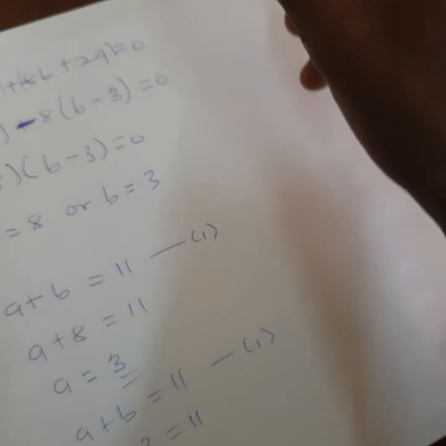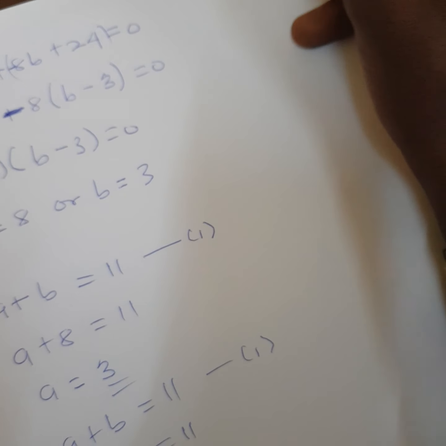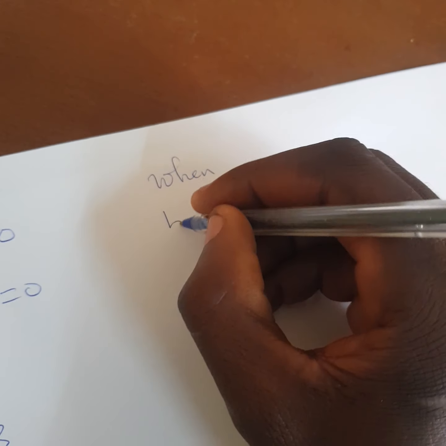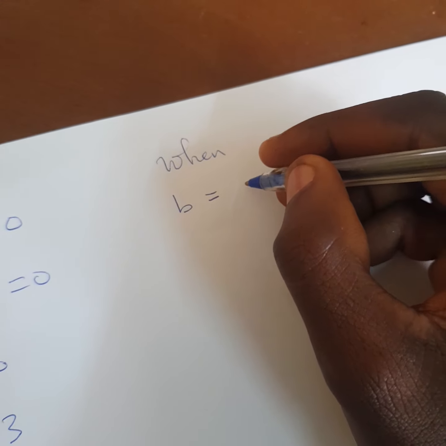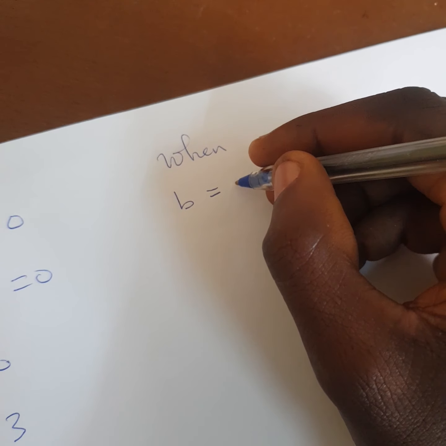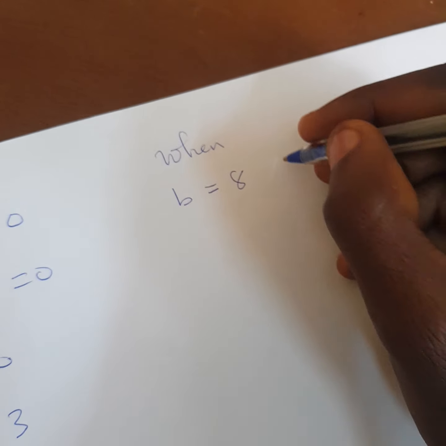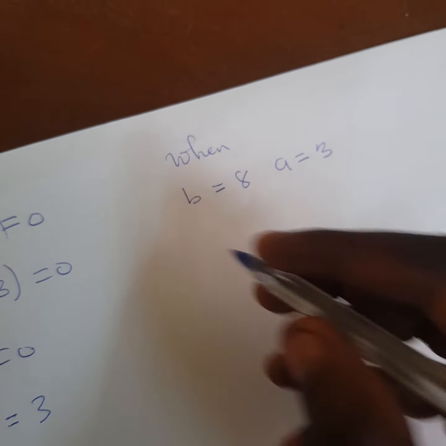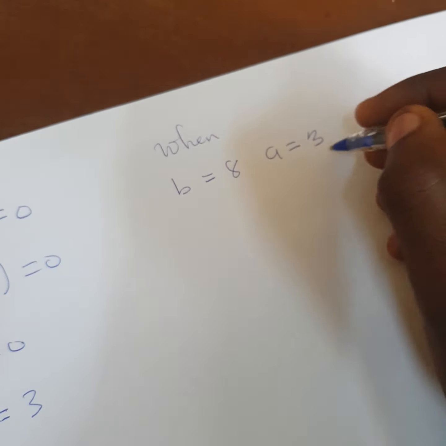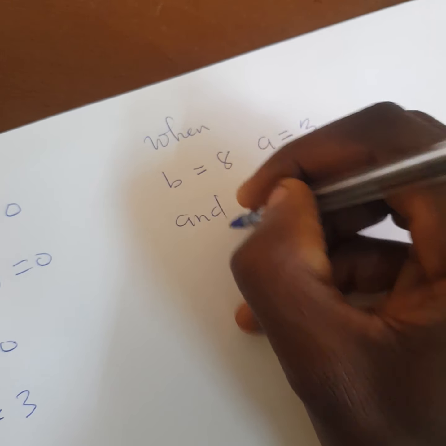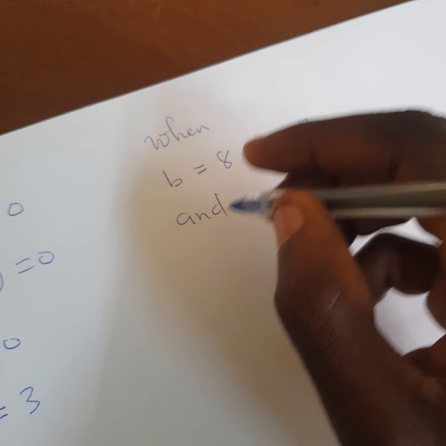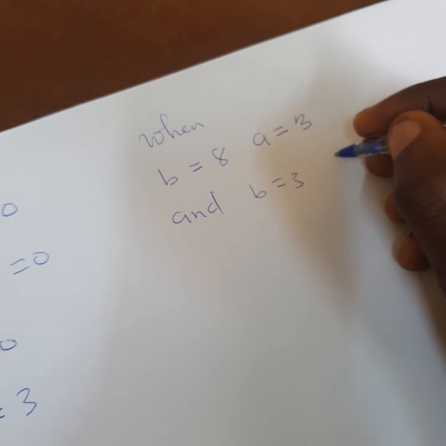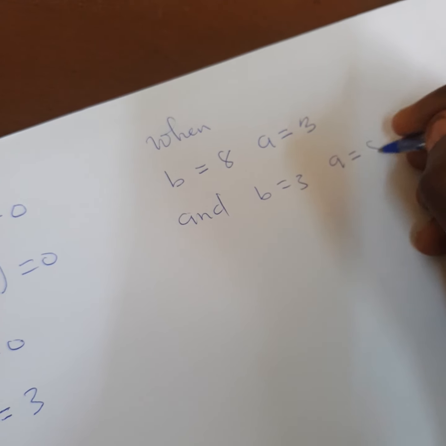So when B is equal to 8, A will be equal to 3. And when B is equal to 3, A will be equal to 8.